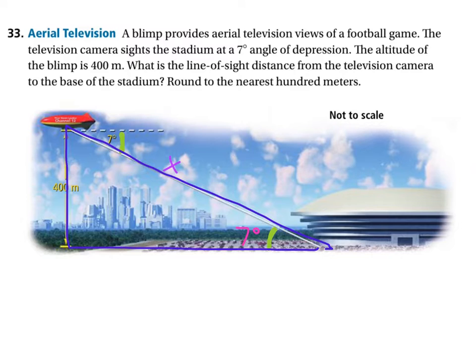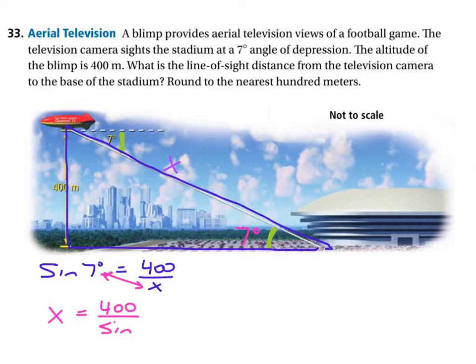So we've got the opposite side, which is 400, and we're looking for the hypotenuse. Opposite and hypotenuse is sine. So how do you write that? You would say the sine of 7 degrees equals opposite, 400, over hypotenuse, x. And remember our hack, we can swap these and we can get an equivalent expression of x equals 400 divided by the sine of 7 degrees.